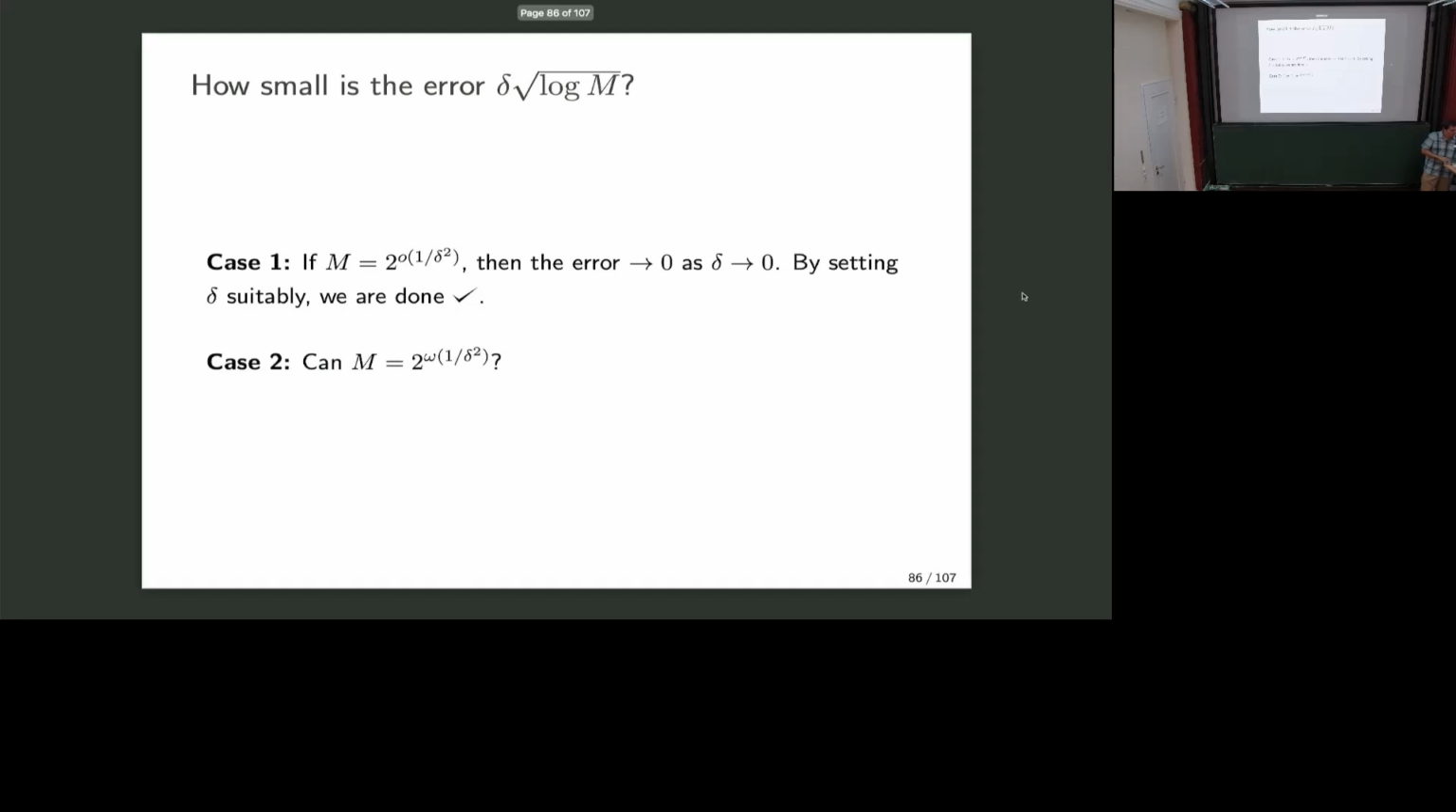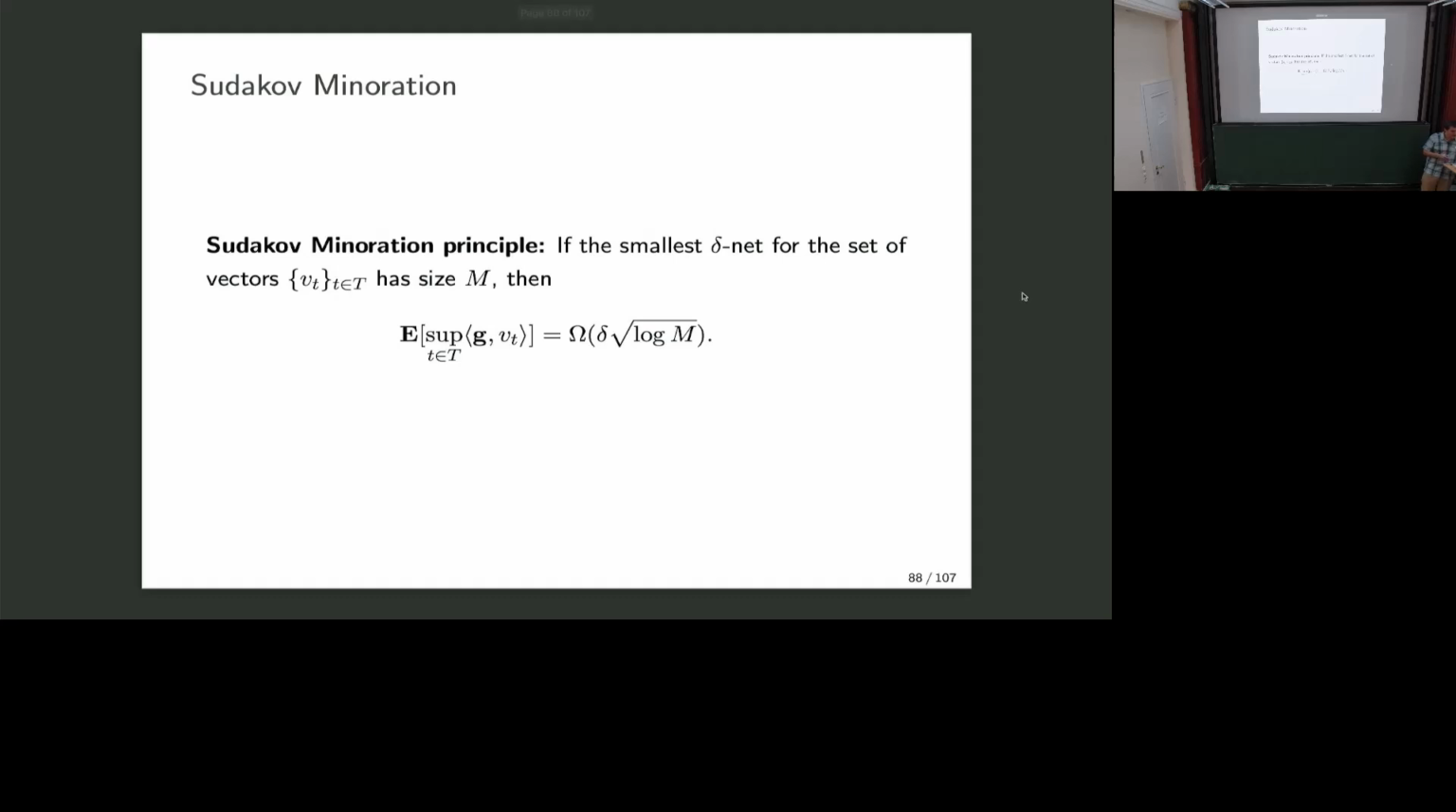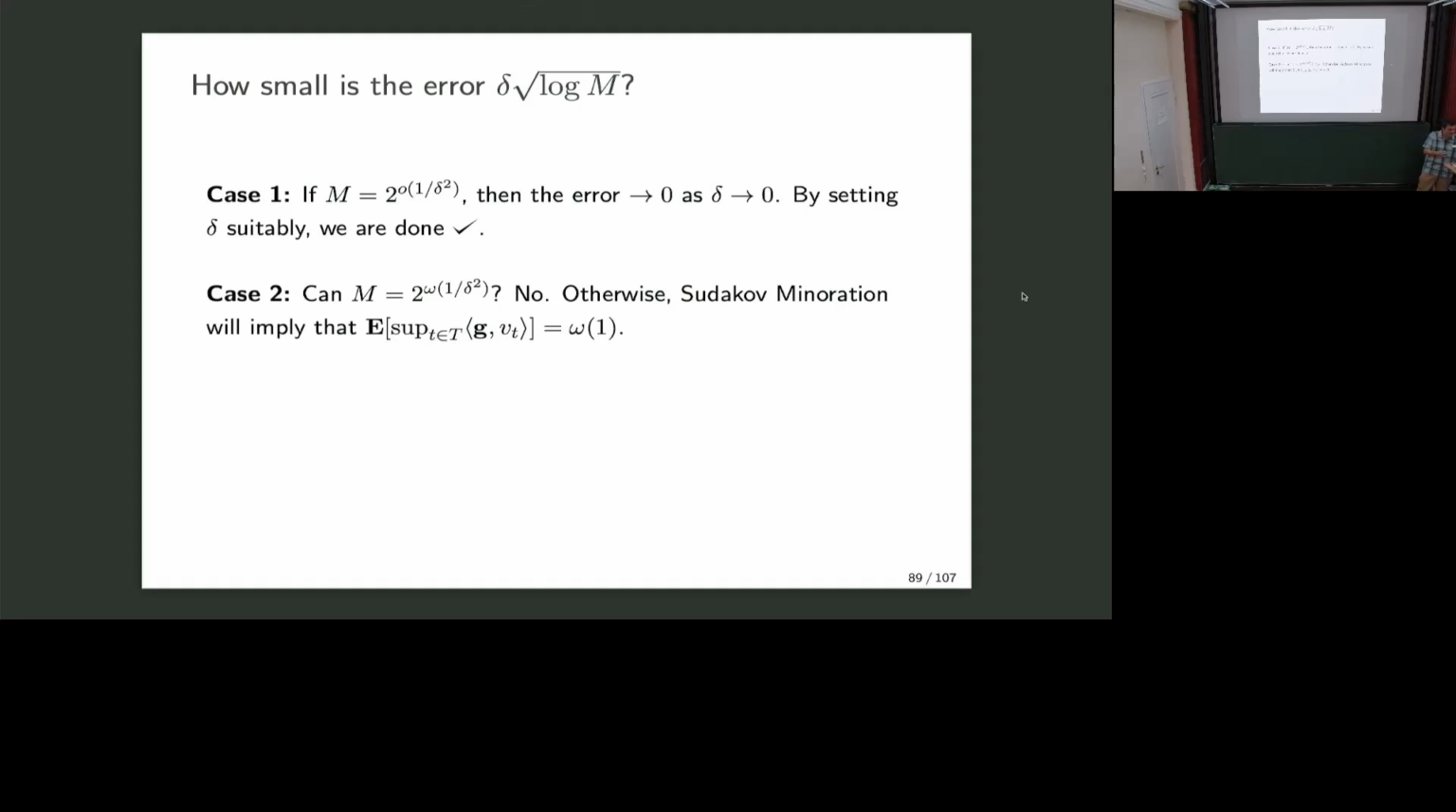Okay. What about a nightmare case? Could m be really large, like asymptotically bigger than 2 to the 1 over delta squared? Well, it turns out this can't happen, and this is just a consequence of Sudakov minoration. If the smallest delta net for my collection of vectors has size m, then the Sudakov minoration tells us that the expectation of the supremum is going to be at least delta square root log m. But we normalized, we set things up in the beginning so that the expectation of the supremum is 1. So that can't happen. It can't be the case that m is asymptotically bigger than 2 to the 1 over delta squared. We know this is not going to happen.